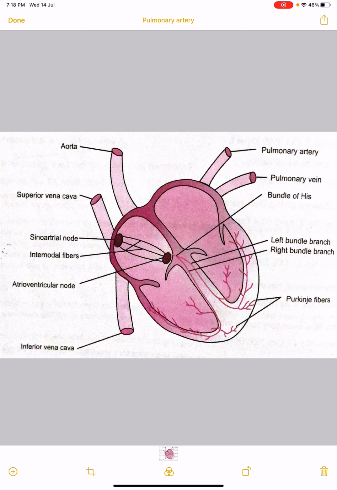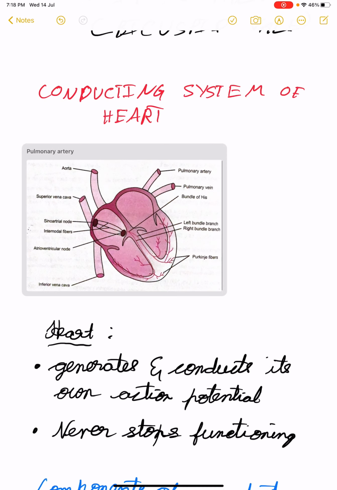So we'll be starting now with location and their role. The heart generates and conducts its own action potential. You guys know which is the part of our heart which generates action potential? Come on, guys, guess it. Okay, fine. The answer is the sinoatrial node. It is called the pacemaker, and our heart never stops functioning.